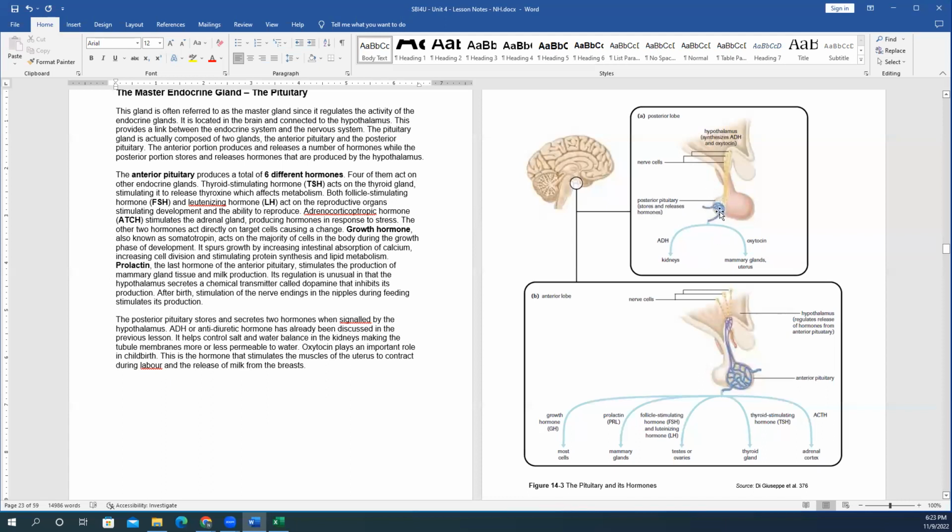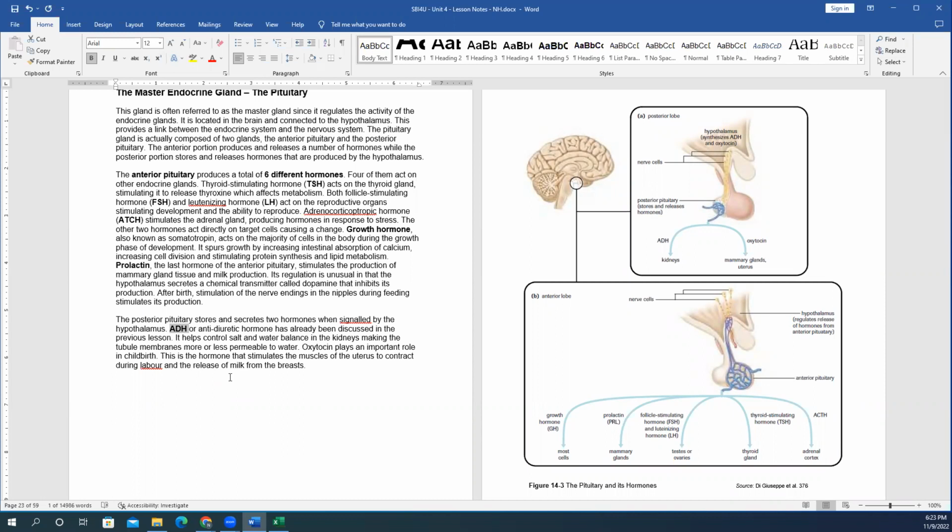And right behind it, we have the posterior pituitary. The posterior pituitary stores and secretes different hormones. It's actually 2 hormones that it secretes when it is signaled to do so by the hypothalamus. ADH is one of them. ADH is the antidiuretic hormone that we discussed in our last lesson, and it helps to control the balance of water and salt levels in the kidney.